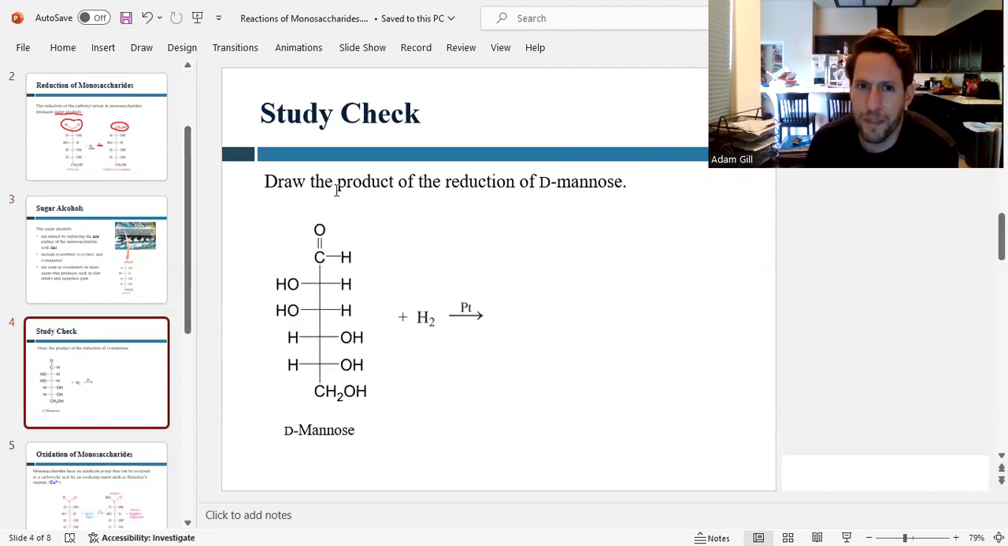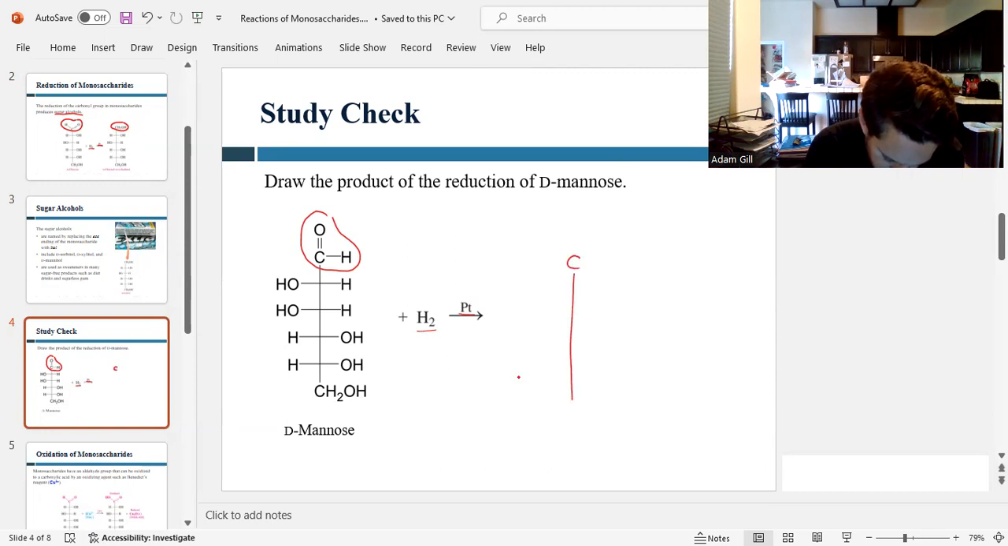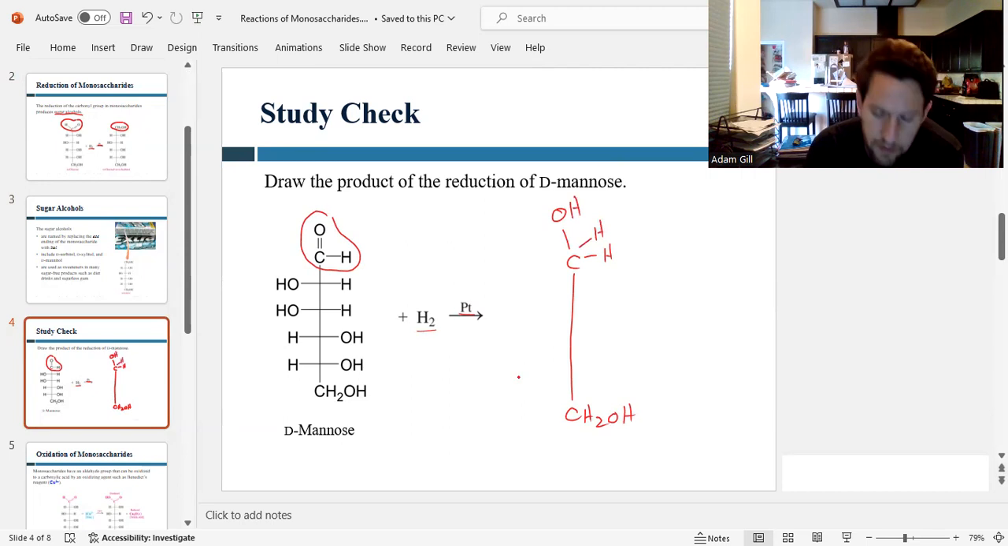All right, let's do a practice problem. Draw the product of the reduction of D-mannose here. Well, I can see that there is an aldehyde, and we're treating it with hydrogen gas and a platinum catalyst. So I would expect that this aldehyde here, where it was a double bond O, is going to become just an OH, and we're going to add another H here onto that carbon. And our 4 chirality centers will stay the same.